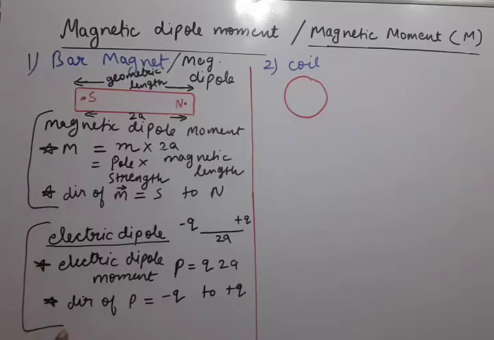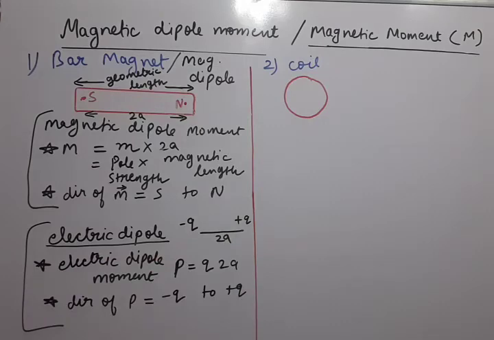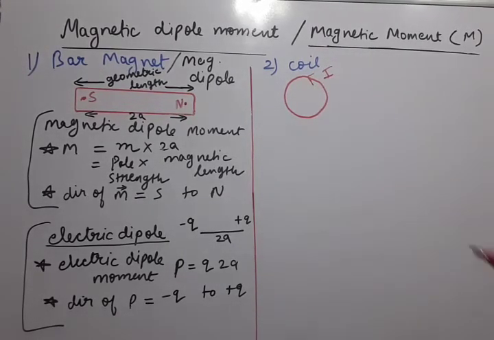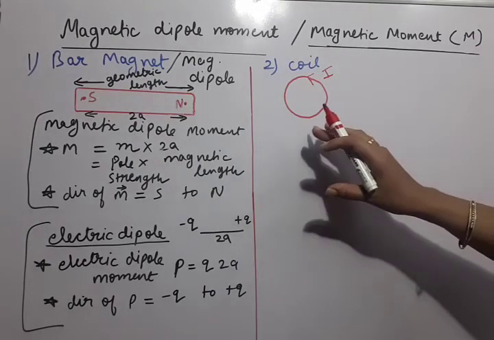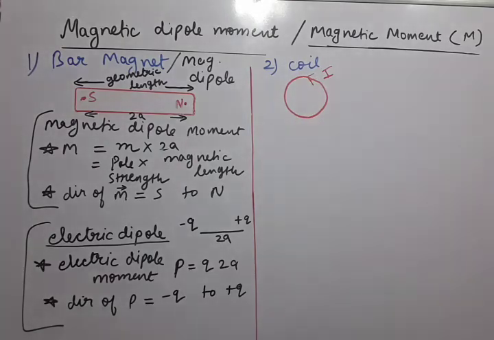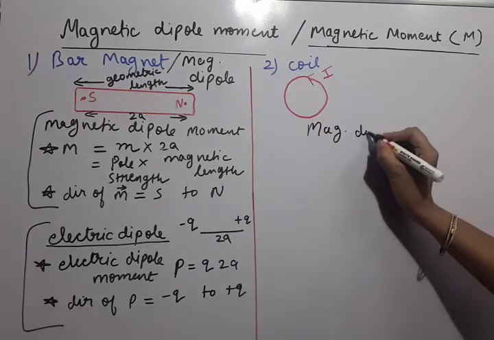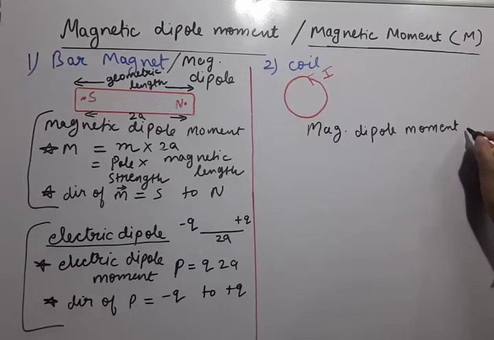Okay, now we are moving to the coil case. In our second case, now we are given a current carrying coil. Suppose this is the current direction. Now a current carrying coil is also the source of magnetic field, so it will also possess the magnetic dipole moment. So when I write the magnetic dipole moment for a coil, then its formula will be different.